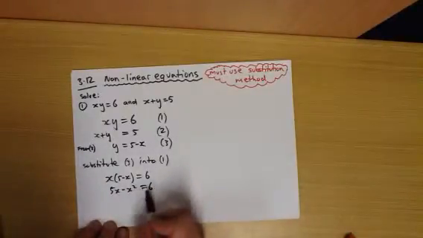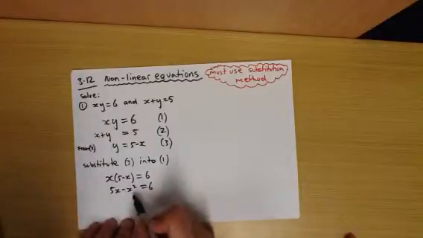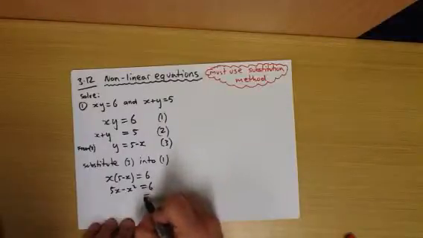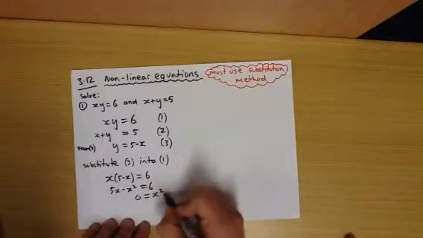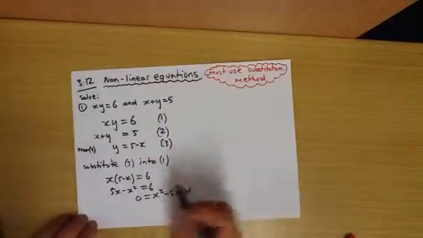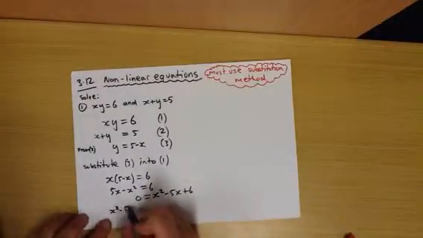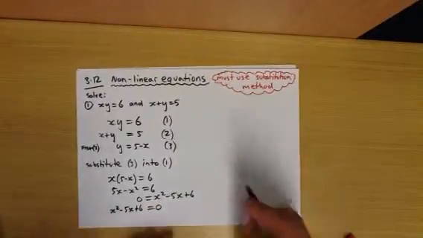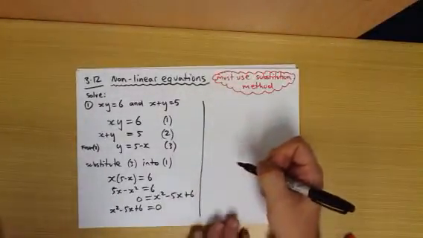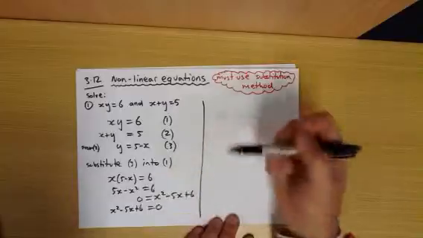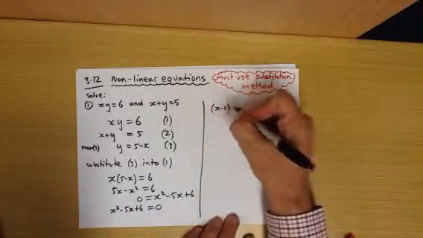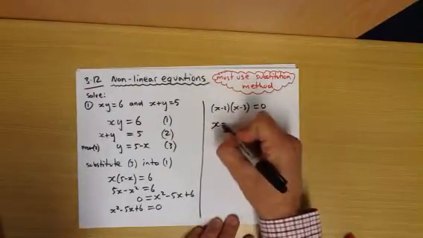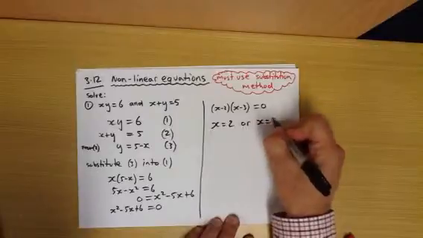And what I get now is 5x minus x squared equals 6. And it's starting to look like a quadratic. So I'm going to put the x on this side to make it all positive. So I've got x squared minus 5x plus 6 equals 0. And now I'm going to solve this quadratic by factorising first. I think the two factors here are minus 2, minus 3. So that's x minus 2, x minus 3 equals 0. So there's two solutions: x equals 2 or x equals 3.